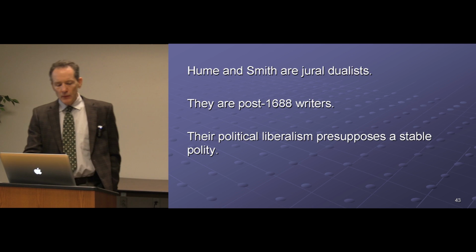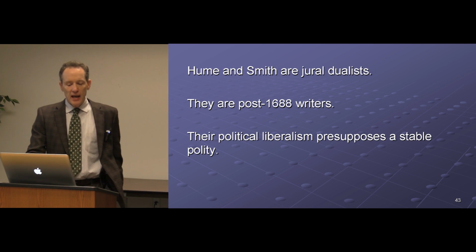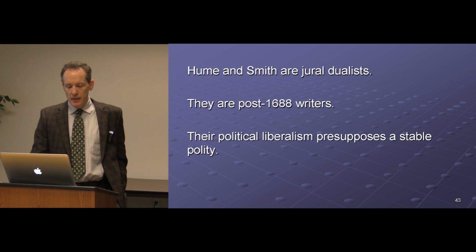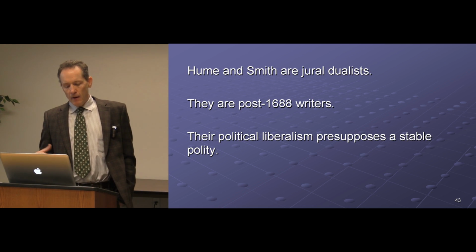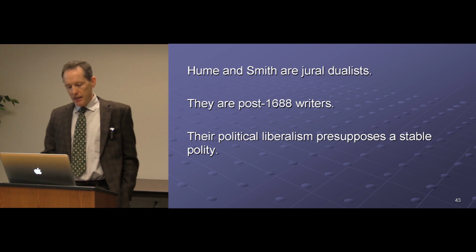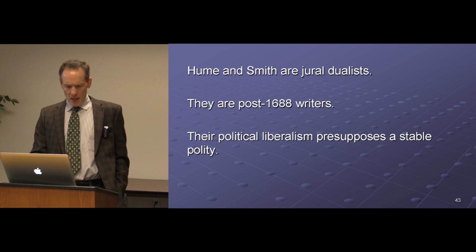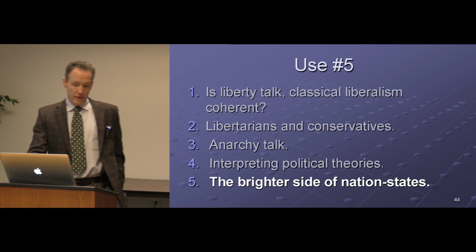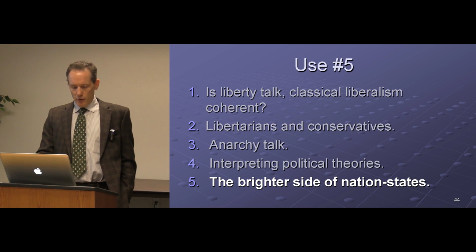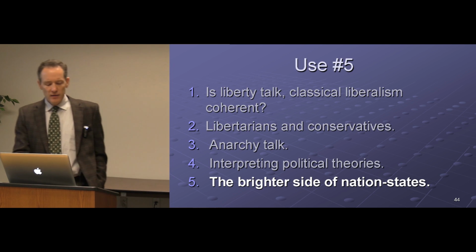Okay. Hume and Smith were jural dualists. They were post-1688 writers. They sort of presupposed a stable polity. And I think our political liberalism generally presupposes a setting of a stable polity. And again, that sort of jural dualism. And this brings us to our fifth and final use for the distinction between direct and overall. And that's the brighter side of nation states.